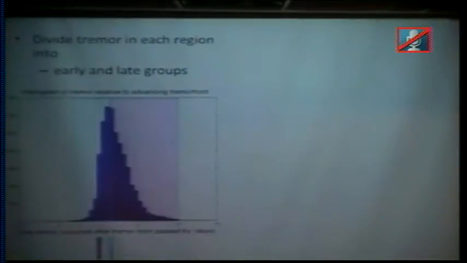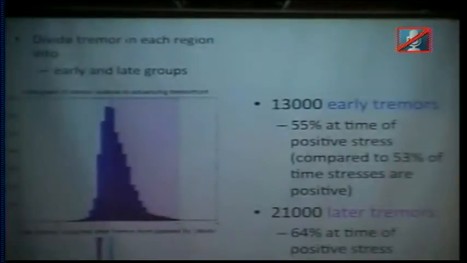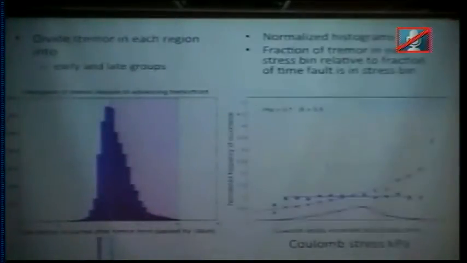Okay, so given that I have all these elements, I'm going to divide my tremors into the 2 groups, like I told you, illustrated by blue and magenta here. And there's about 13,000 in this so-called early group and 21,000 in this later group.